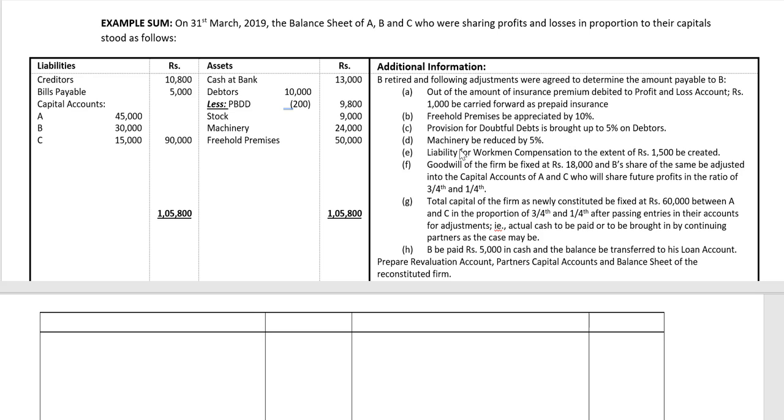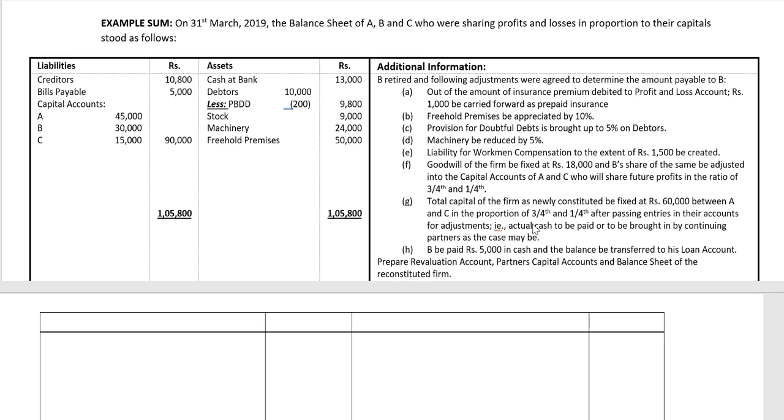Point C. Provision for doubtful debts is brought up to 5% on debtors. Point D. Machinery be reduced by 5%. Point E. Liability for workmen compensation to the extent of ₹1,500 be created. Point F. Goodwill of the firm be fixed at ₹18,000 and B's share of the same be adjusted into the capital accounts of A and C, who will share future profits in the ratio of 3/4 and 1/4.